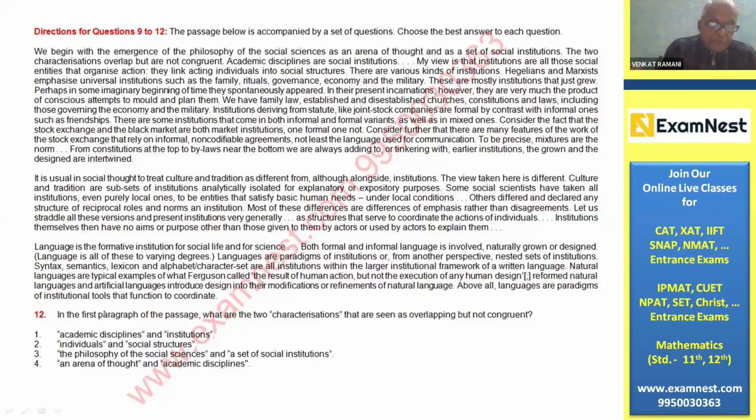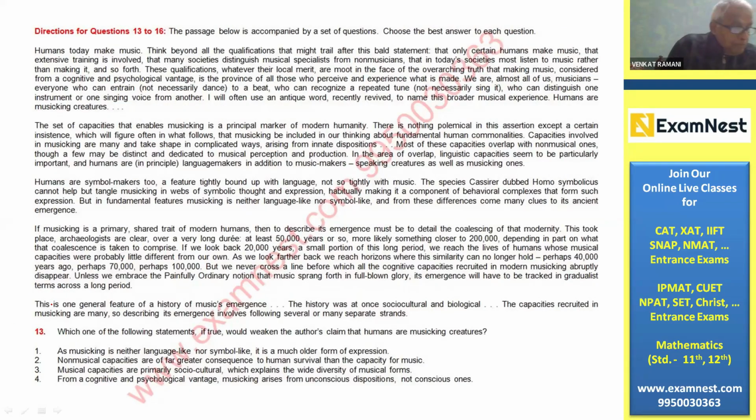The next question. In the first paragraph of the passage, what are the 2 characterizations that are seen as overlapping but not congruent? I think he tells us about it. That is the academic disciplines and institutions. He tells that in the first 3 lines of the topmost paragraph. So the answer is academic disciplines and institutions, number 1. Now we come to the next passage.